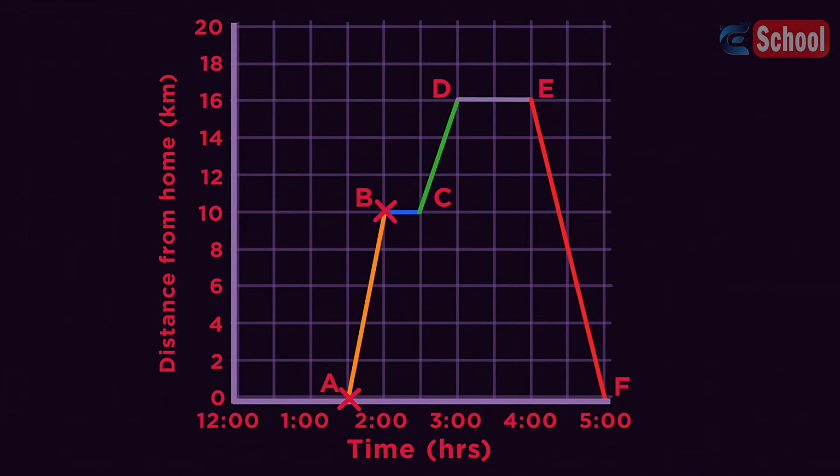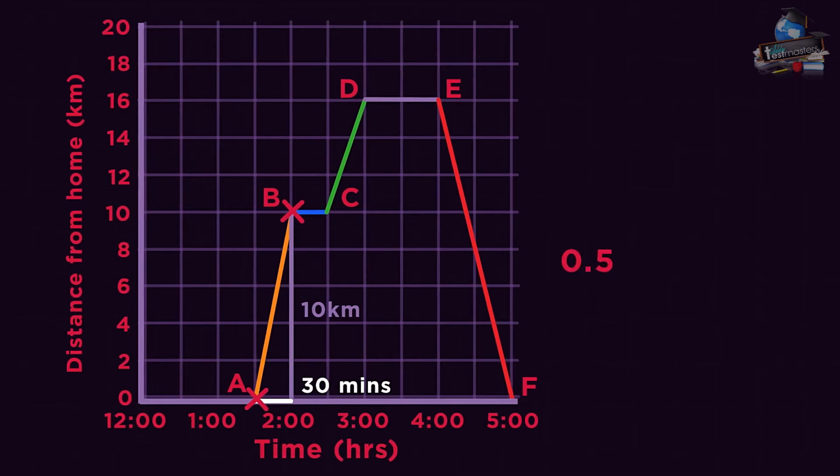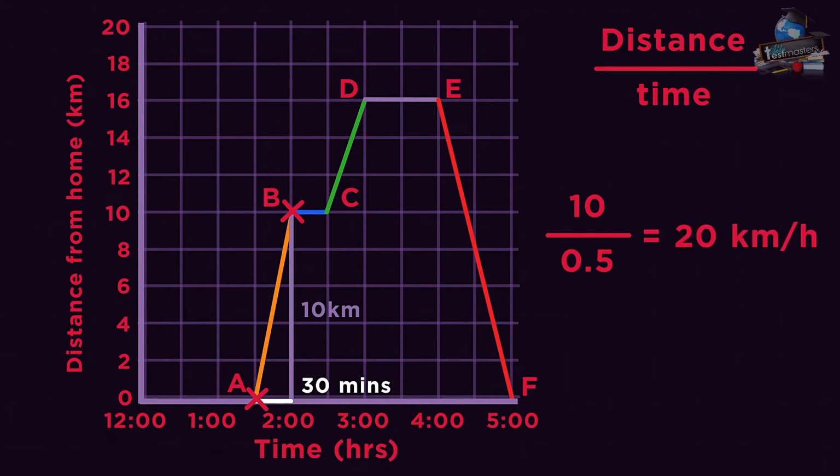Try and find the change in distance and time for the highlighted line. We can see the change in distance is 10 kilometers and the change in time is 30 minutes. 30 minutes is the same as 0.5 hours. To find the speed, we divide distance by time, so we divide 10 by 0.5. This gives us a speed of 20 kilometers per hour.